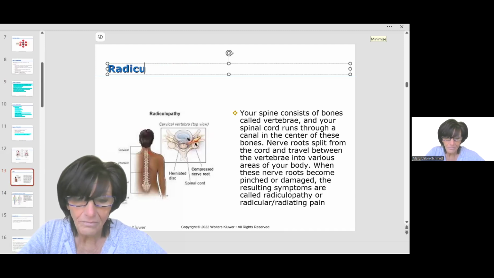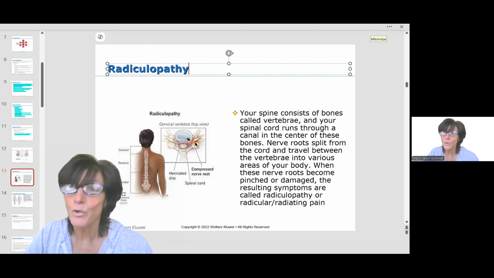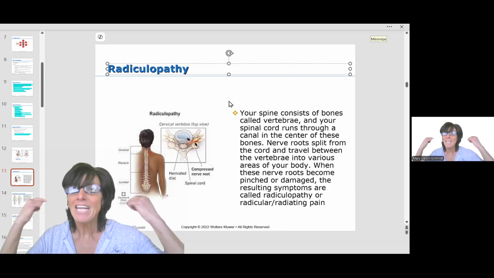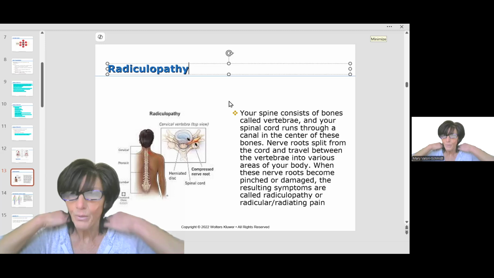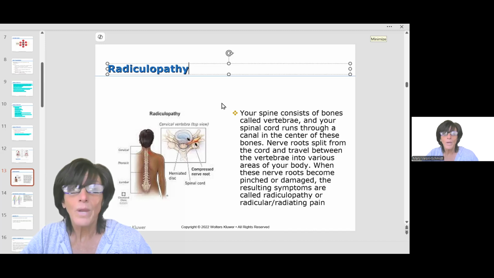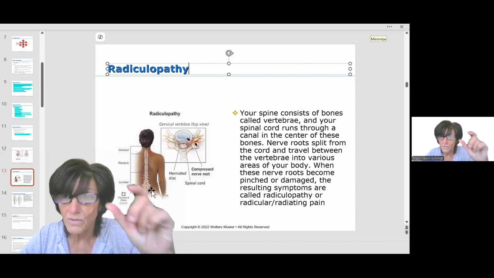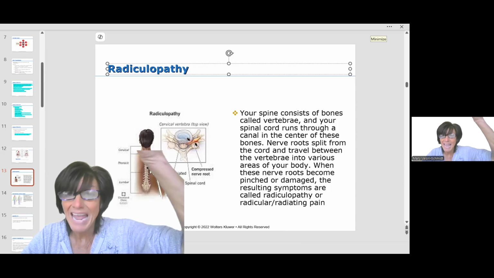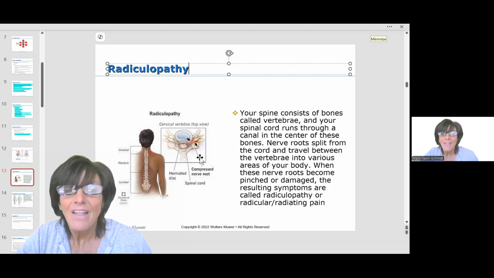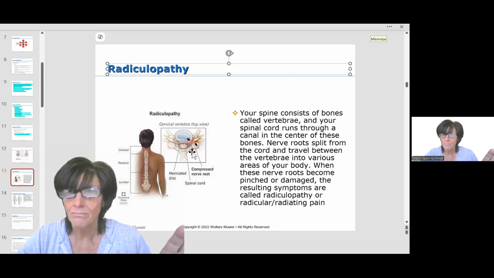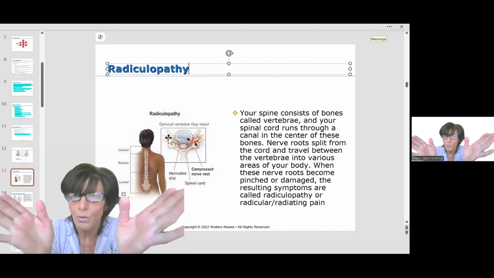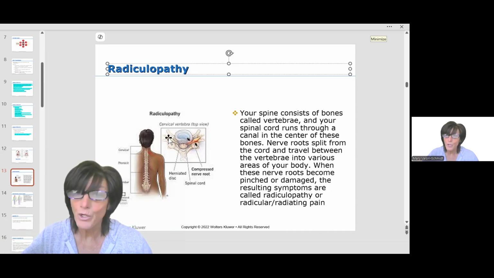Radiculopathy. Radicular pain. Okay. Radicular pain is pain that comes from an injury from your spine. Okay. So it's also called radicular or radiating pain. So in your spine, you have your vertebrae, which are the bones. Okay. And your spinal cord runs through the spinal canal, which is in the middle, right, of these bones. This is a view from the top. The nerve roots, all the nerves in your body, come from the spinal cord and exit through those little bones in the vertebrae, and they go to your whole body.